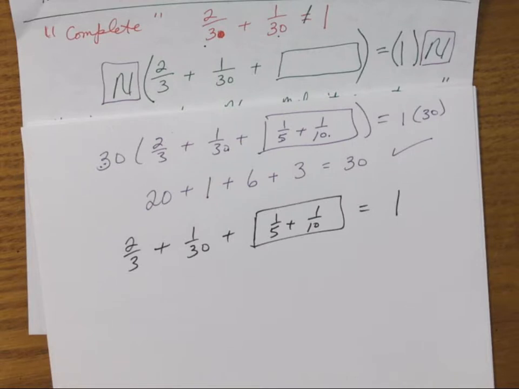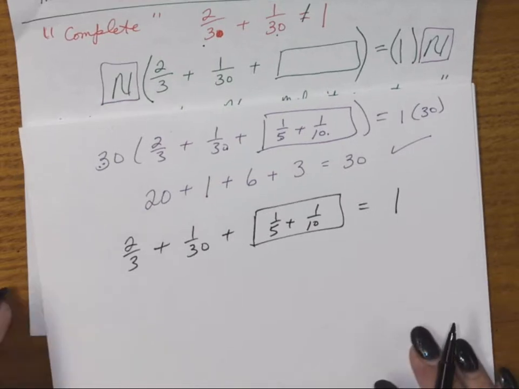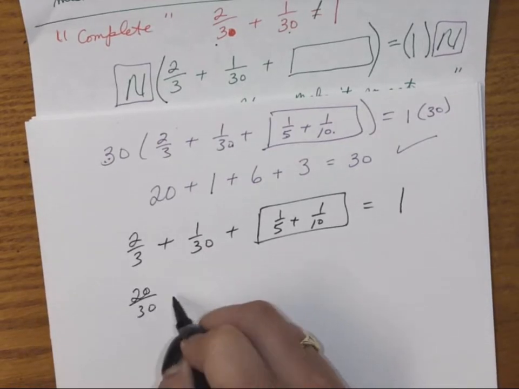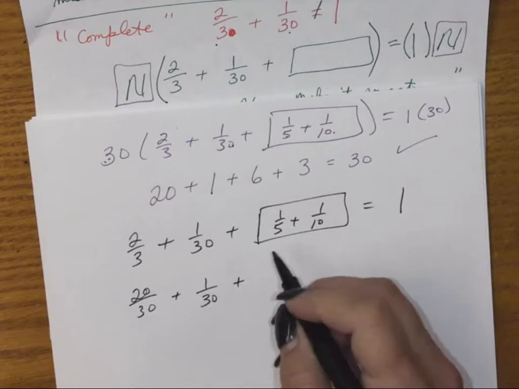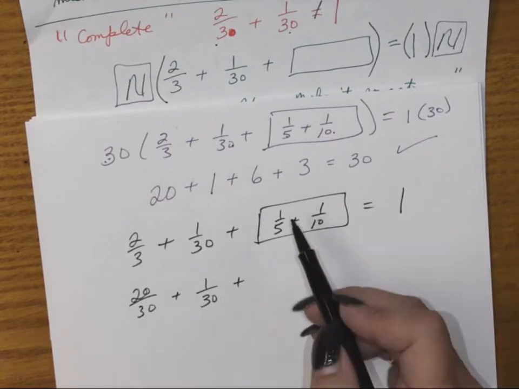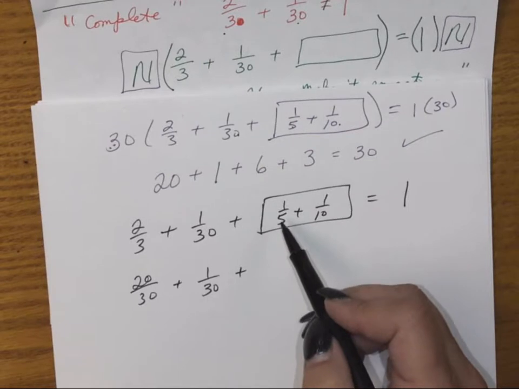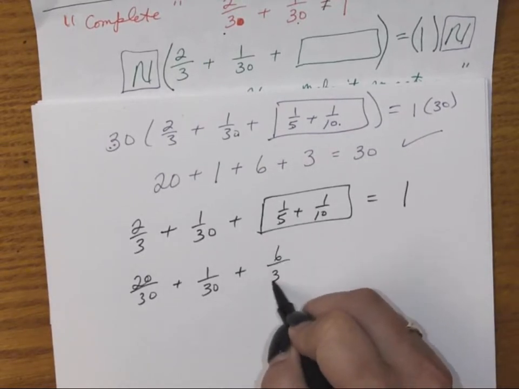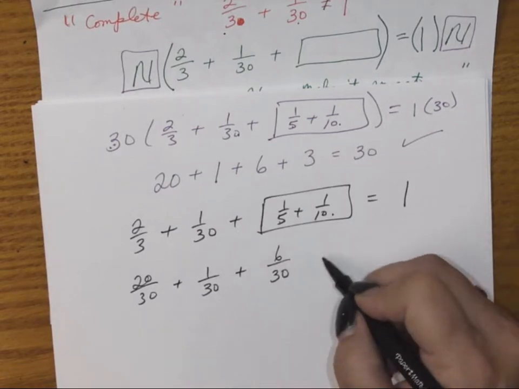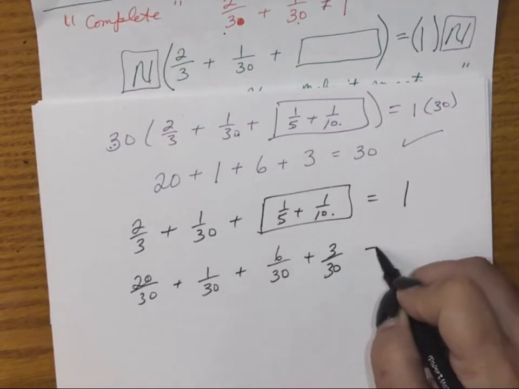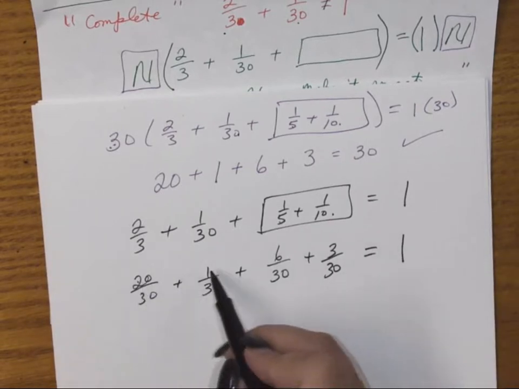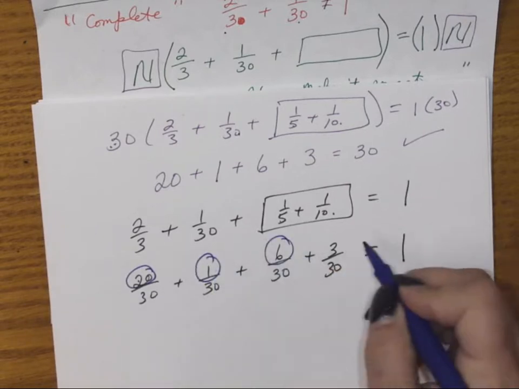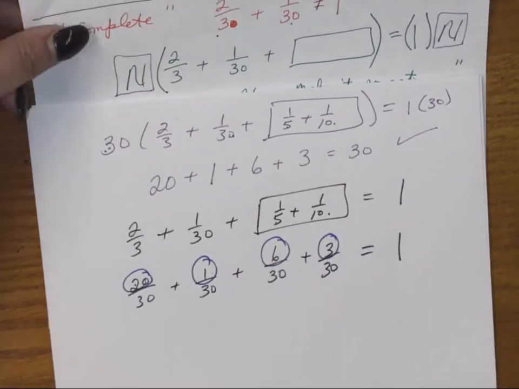Okay, so I go way back up here to this problem, and I look at it, and I say, well, for us, we would probably get common denominators, right? So this is 20 over 30 plus 1 over 30. And look what's going to happen here. This is interesting. Because I used 30 for my number that I multiplied by, here I'm going to multiply by 6, right? So 6 over 30. Here I'm going to multiply by 3, so 3 over 30. And that's going to equal to 1. Because what's actually happening is I'm getting the 20 and the 1 and the 6 and the 3. They're all on the top.